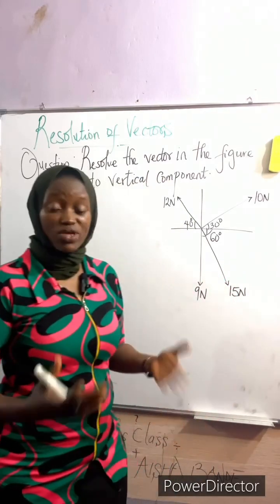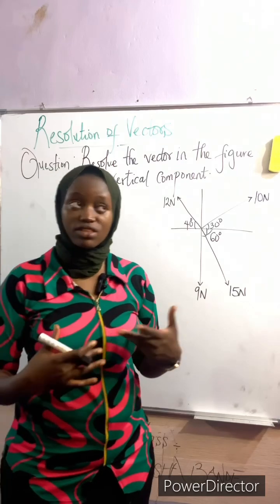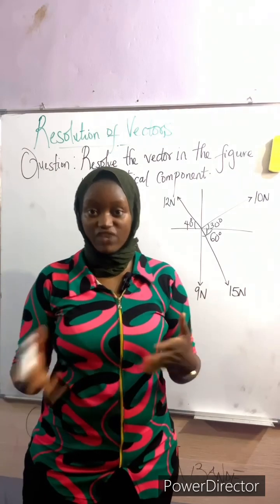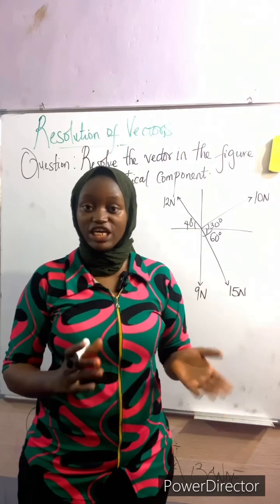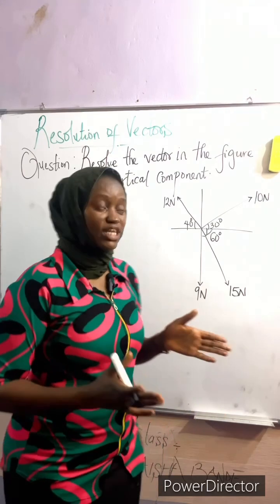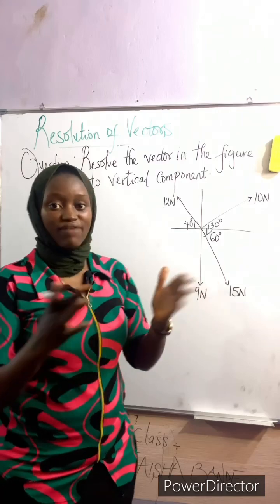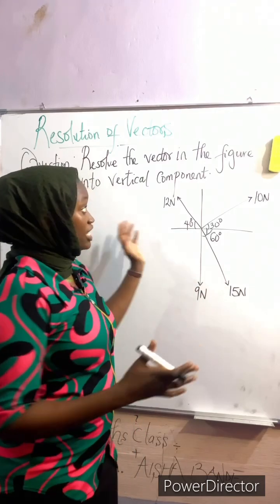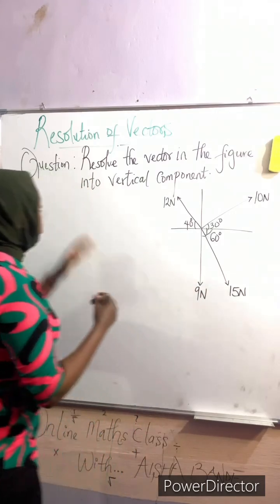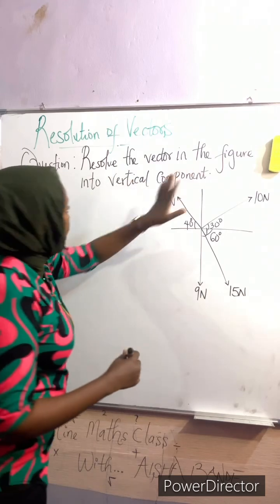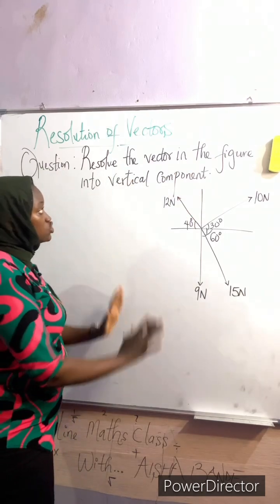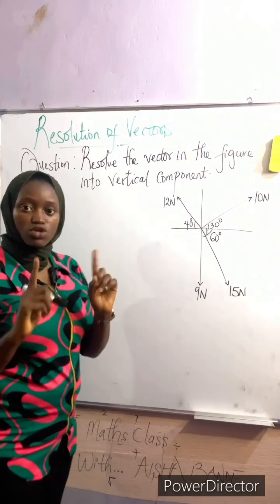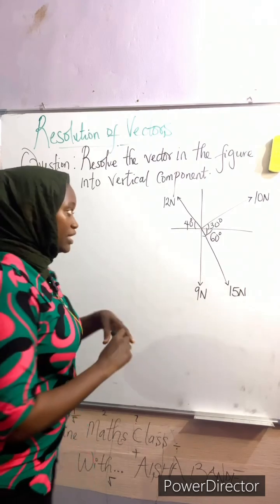So today we have a question on the board under the topic called vectors. We shall be resolving vectors in different components, usually horizontal and vertical components. So let's solve the question we have on the board. The question says: resolve the vector in the figure into vertical components. This question is asking us to resolve only into one component, which is the vertical component.